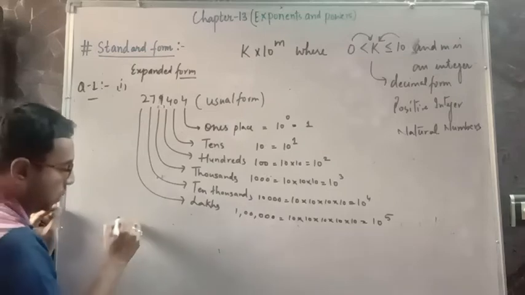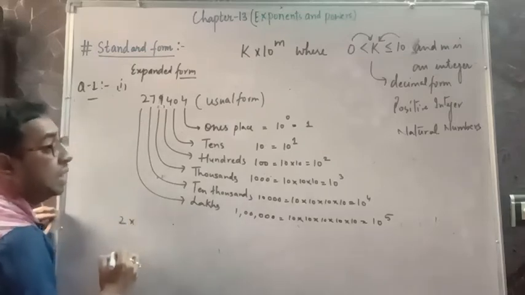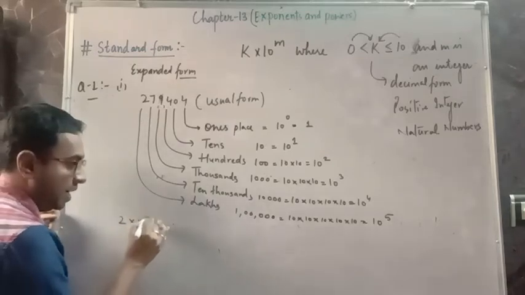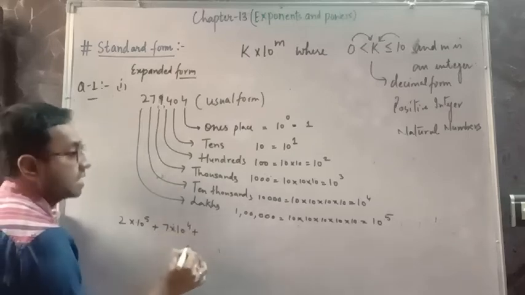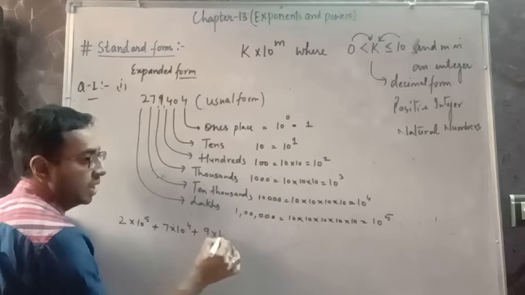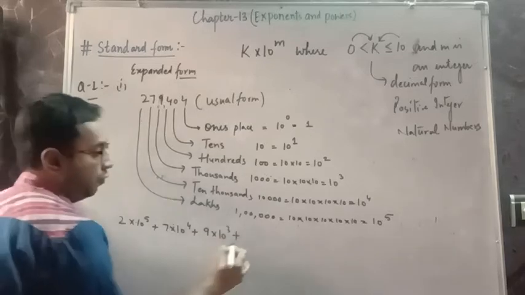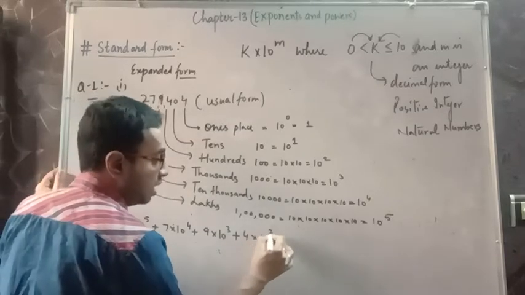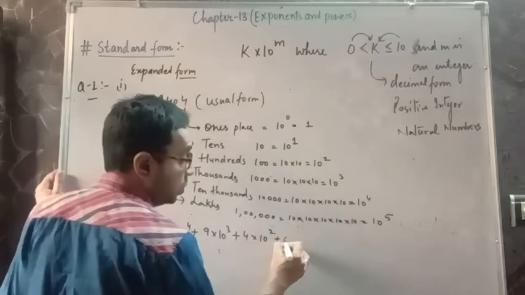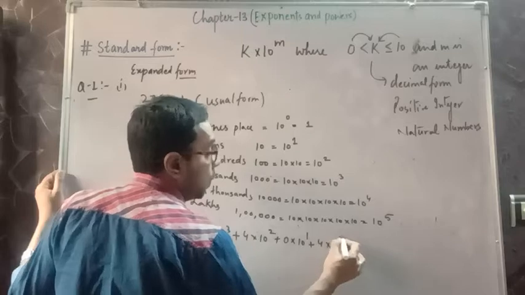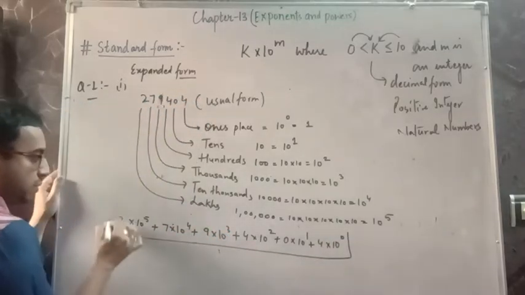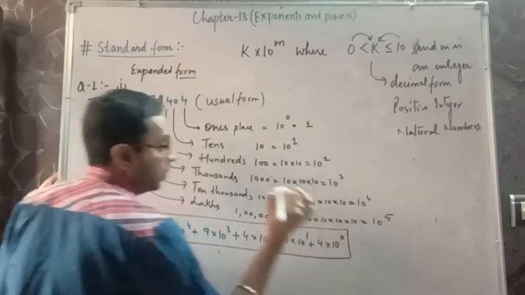So, what can I do? 2, what is the place value? Lakhs. So, 10 raised to power 5. Plus 7, what is the place value? 10,000. Next, 9, what is the place value? 1,000. Next, 4, place value? 100. Then we have 0, you have to write place value 10. Then we have 4, place value 1. This is how we write the exponential, expanded form of the number.